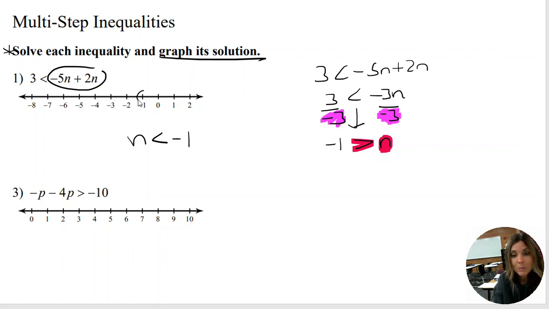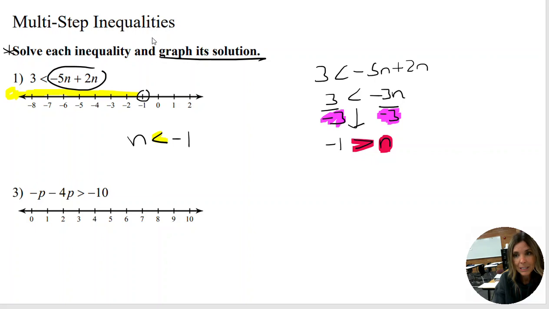I'm going to do an open circle. I'm doing an open circle because -1 is not included in my solution set. This is just n is less than -1. And then all of the numbers that are less than -1 are the numbers that are to the left of -1 on the number line. So this is my solution. The graph is how you show your solution when you're solving inequalities.